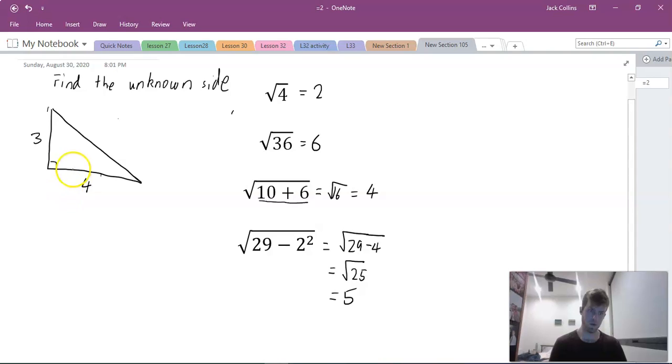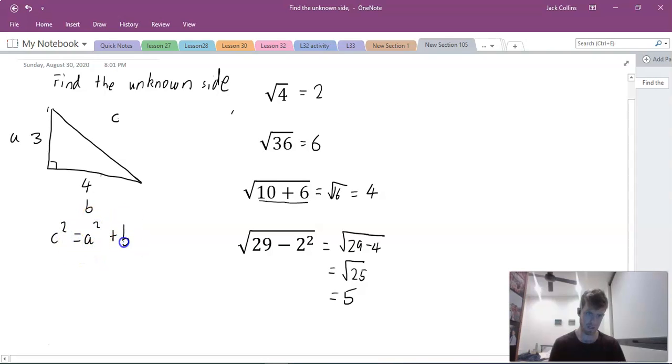To do that, we can use Pythagoras' theorem. The first thing we need to do is label our sides. We have c, we have a, and we have b. Remember, it doesn't matter which of the shorter sides is a and which is b, as long as the longer side, the hypotenuse, is c. We know Pythagoras' theorem is c squared equals a squared plus b squared. From our algebra topic, we know we can just substitute in. When we see a, we put in 3. When we see b, we put in 4. So c squared equals 3 squared plus 4 squared.